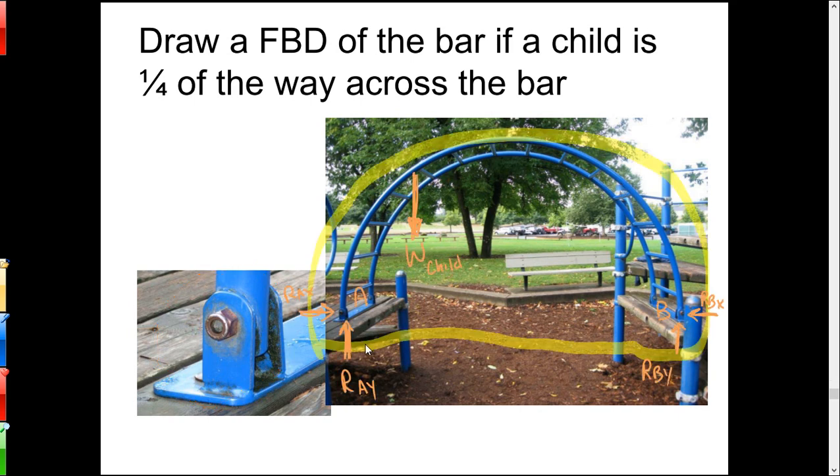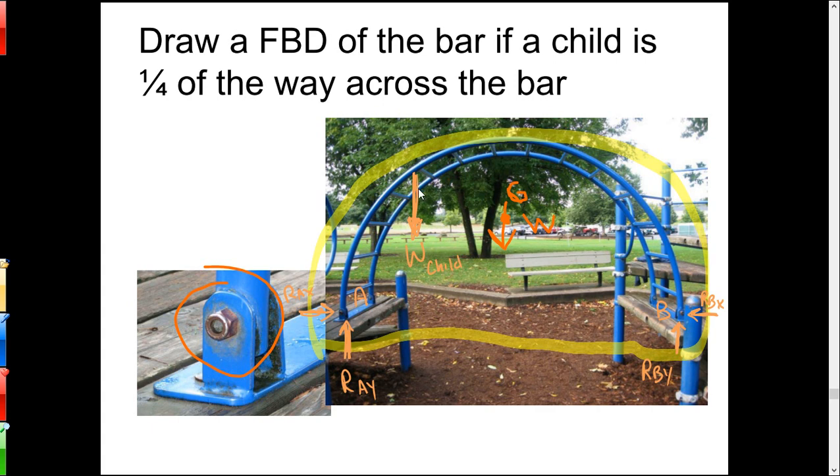Okay, each of these pin joints gets two forces because those are pin joints. I guess we'd probably also have the weight of the bar going through its center of gravity, which is probably up here somewhere. It's a G there.